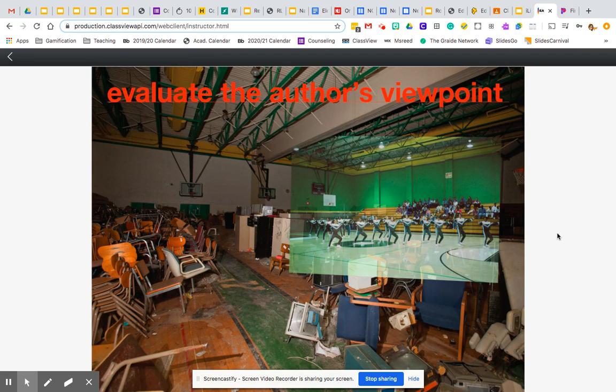In my opinion, the author of this picture is proud of this school. And it looks like to me, with this picture that they've put in here, that they're looking back on what the school was before, that they have a bit of nostalgia for it.